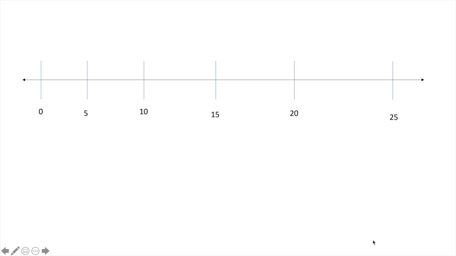Now, the very first thing that you are going to do is plot your median. So from the previous data set, we know that our median is 15. So I'm going to plot a line just right above it. Then we plot the first quartile, and we know that the first quartile is 10. So I'm going to place a vertical line right above that number.